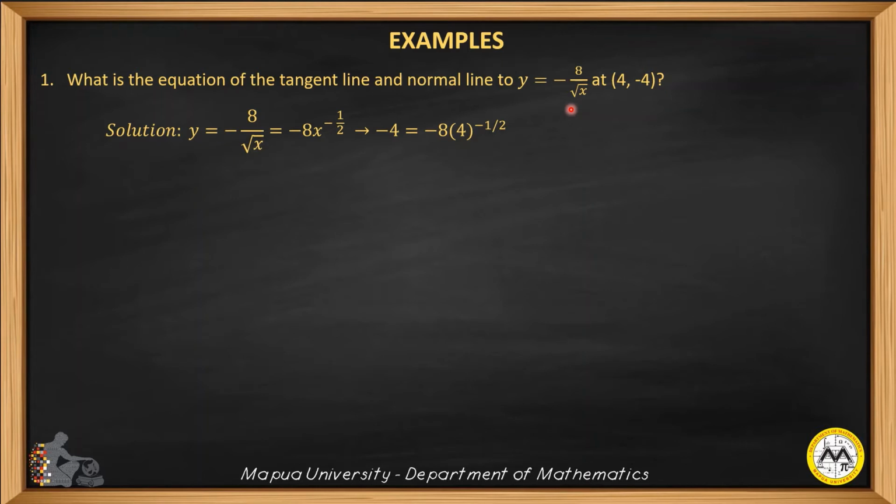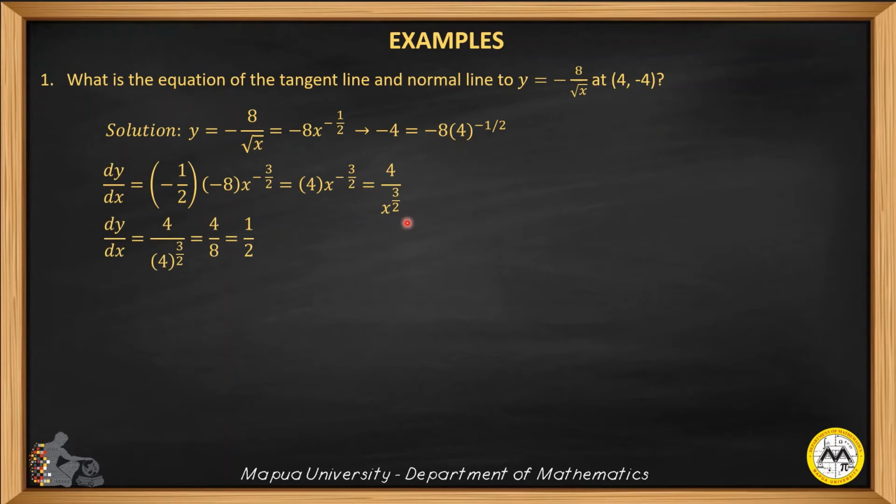So at this point, we will work on the derivative dy/dx, as given by negative 1/2 times negative 8 times x to the negative 3/2. This is obtained by using the rule for differentiating a power of x, or we can simplify that to just 4 divided by x to the 3/2. Evaluating the derivative value dy/dx at x equal to 4, we obtain 1/2. 1/2 therefore is the slope of the tangent line at the point (4, -4).